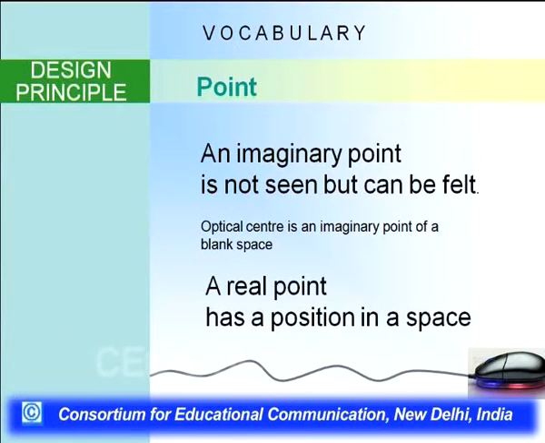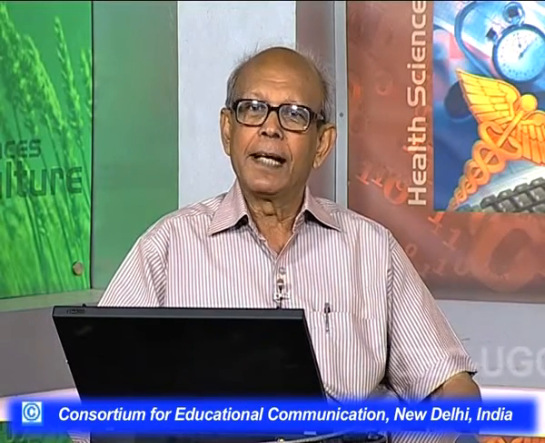The first vocabulary is a point. What is a point? A point is a position on a space. When you are trying to make a design, you are bound by a space, maybe a white space, and a white space has an area. You cannot have a white space like a room size. You have a particular size, maybe an A4 size paper, or maybe 12 inches by 14 inches paper. That is your area of design, and this area should be filled up by the design elements.